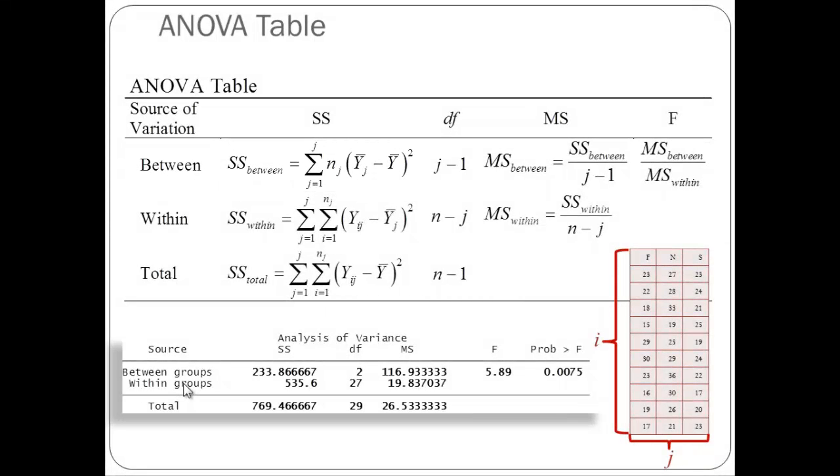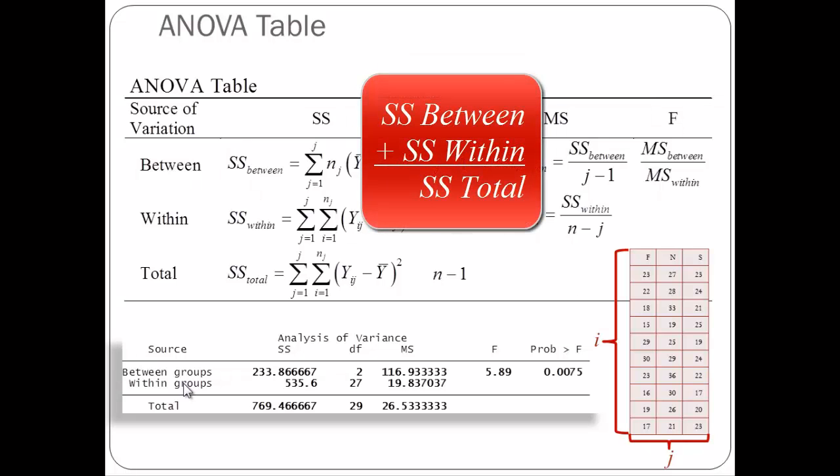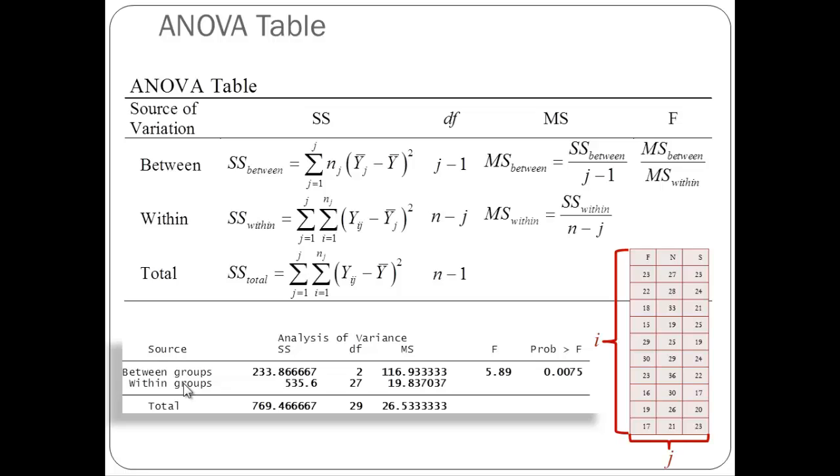These 3 values form an additive scale, if you will. That is, between plus within is equal to total. If we take whatever value we calculate for the between group sum of squares, add that to the within group sum of squares, we get the total sum of squares. And therefore we know when we're calculating these sets of numbers, if we have 2 of those 3 numbers, we can calculate the third as a difference or as a sum.